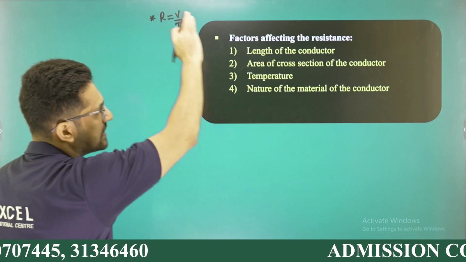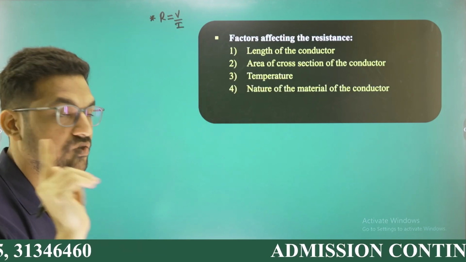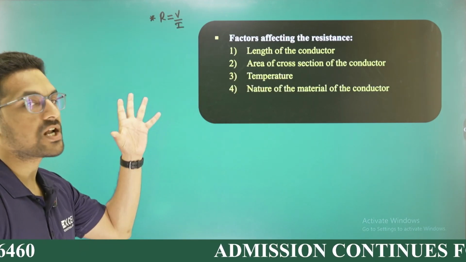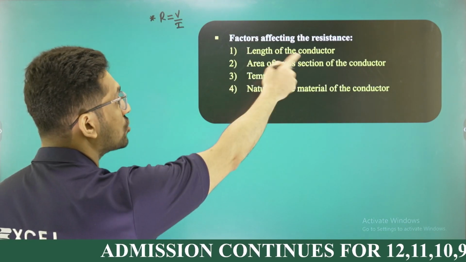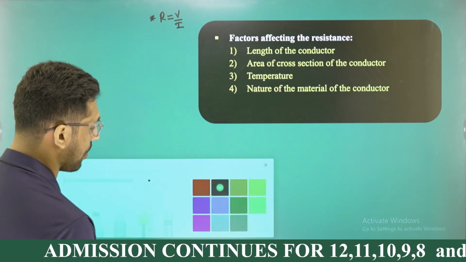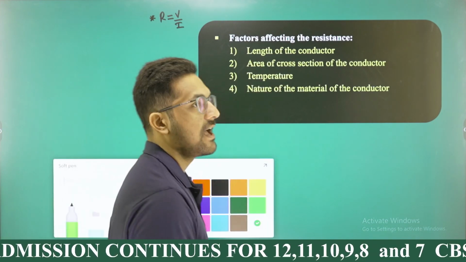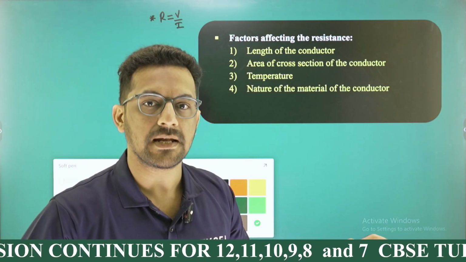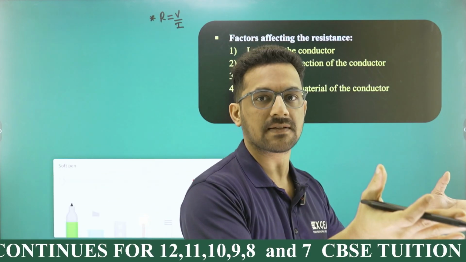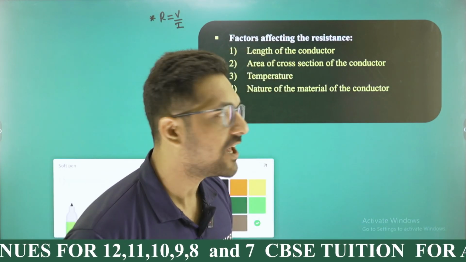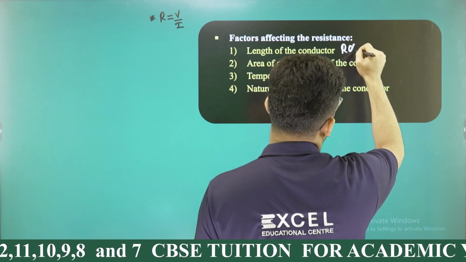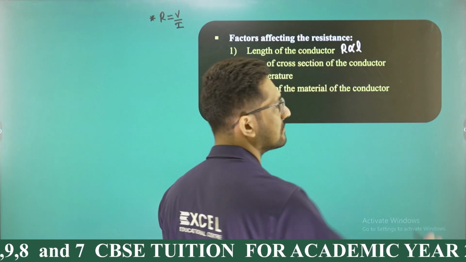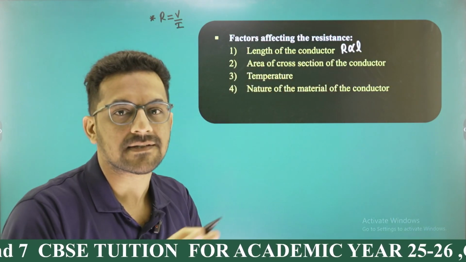At the end of this topic, we will be getting another equation for resistance. Let's see which are the factors affecting the resistance. First one is length of the conductor. That means as the length of the conductor increases, resistance also increases. They are directly proportional. You can write it like this: R is directly proportional to length. As length increases, resistance increases.